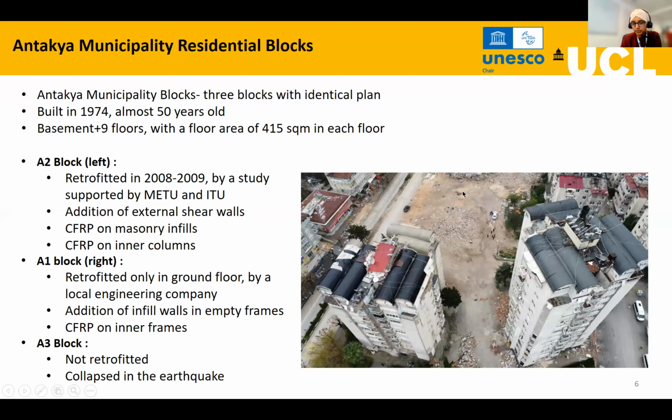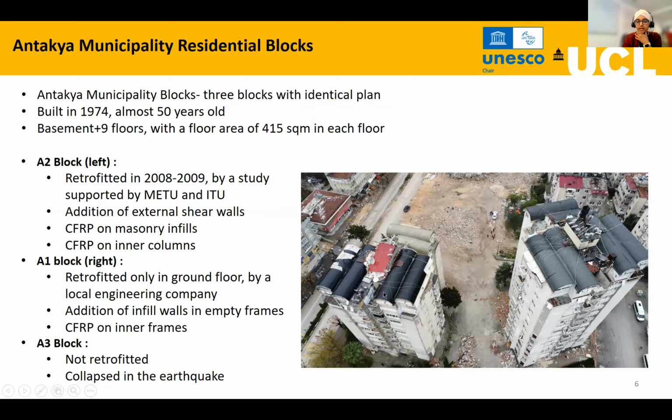This was part of a complex with three blocks. You can still see the two blocks that are standing. There was a third one in this empty space, which had to be completely demolished and taken away because it did not survive the earthquake. The building on the left, the A2 block, all of them were built about 50 years ago. They were basement plus 9 floor buildings with about 400 square meters in each floor area.